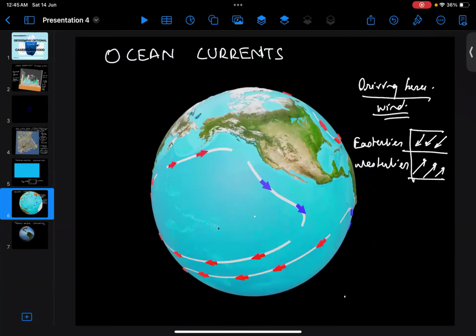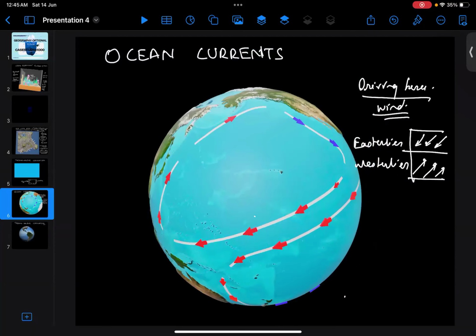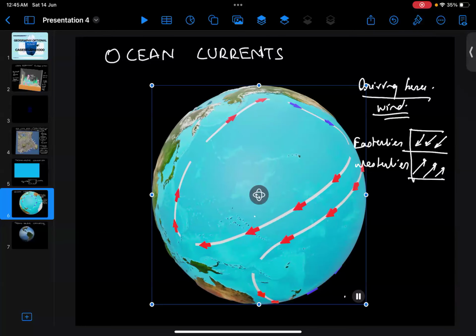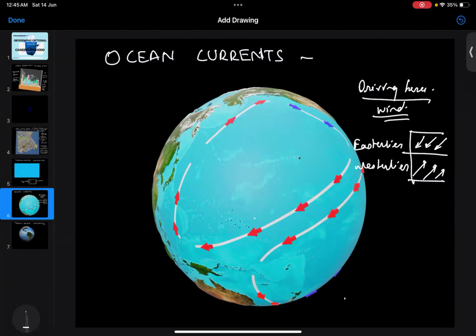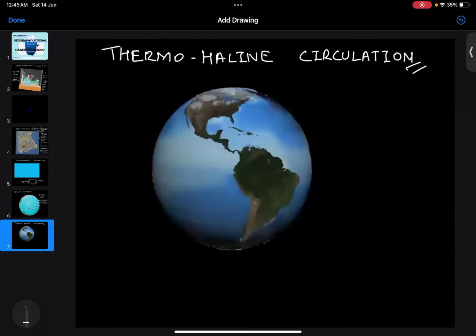So guys, this was one part on the ocean currents. The surface ocean current is this part, while the thermohaline circulation is part of the deep ocean current.